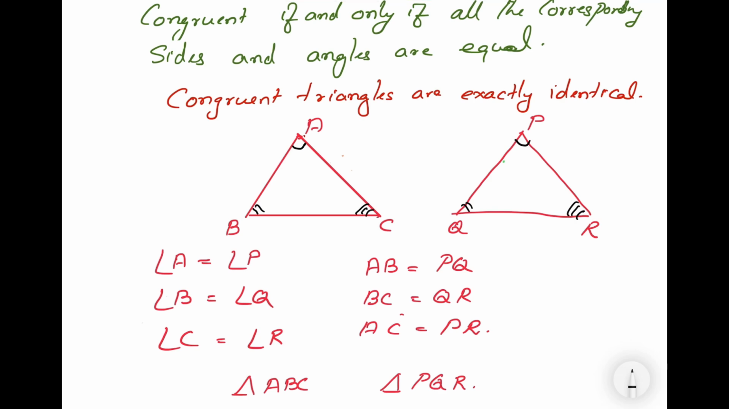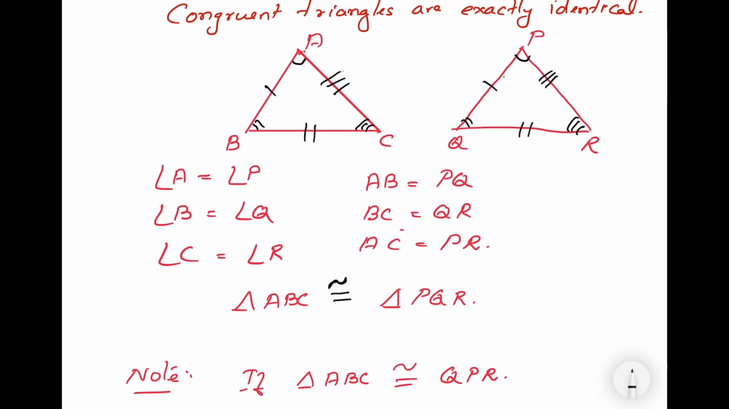Also, the three angles and the three sides should be exactly equal in length. So AB is equal to PQ, BC is equal to QR, and AC is equal to PR. Then we say the two triangles are congruent. To write congruent, this is the symbol, one equal to and then one S, like this. So we say triangle ABC is congruent to triangle PQR.